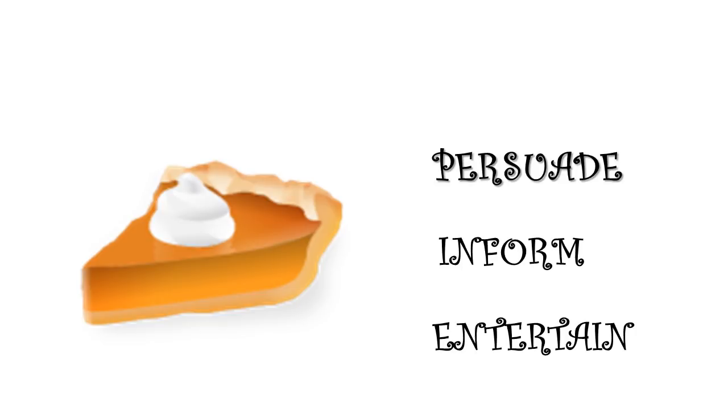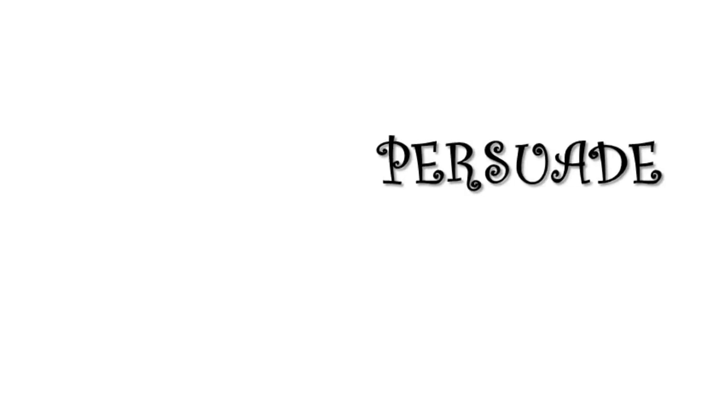In the past, we've discussed the different types of authors' purposes. We said that authors can write to either persuade, inform, or entertain. One of the most challenging types of writing is writing to persuade. That is, writing something that will influence people to do what you want them to.